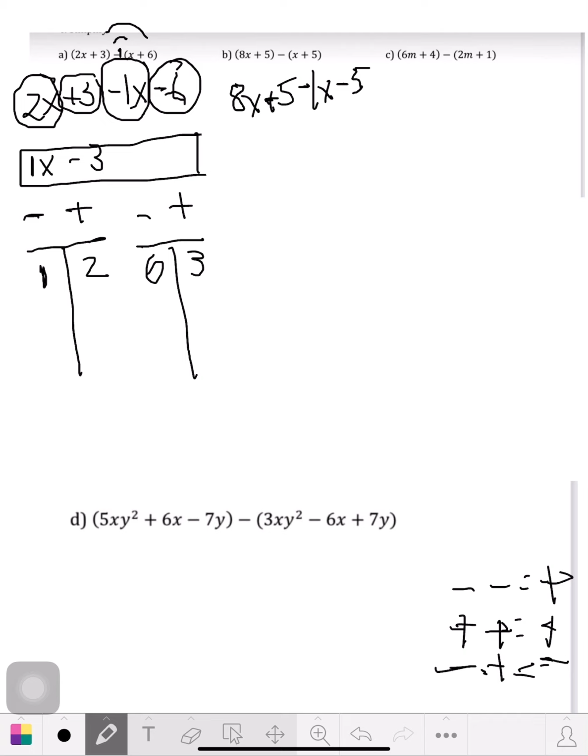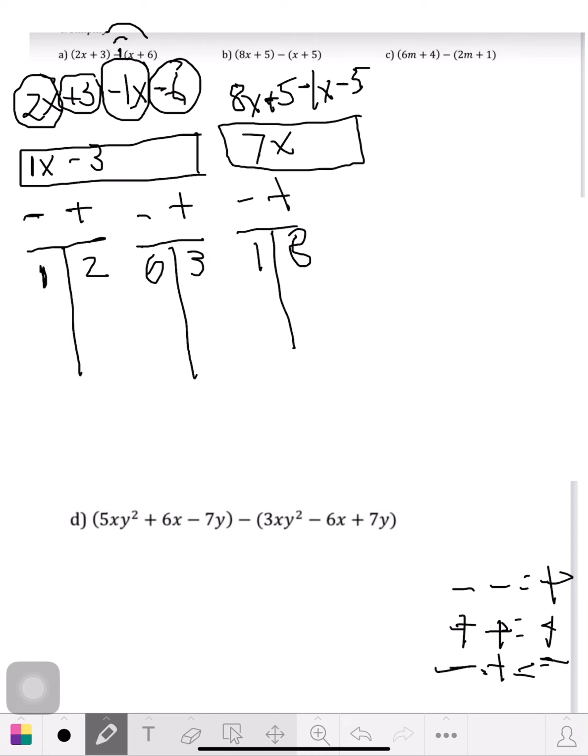So let's do the t bracket, negative and a positive. This is for the x's. We got an 8. And we got a 1. So we do the difference is 7. And the positive side wins out. So it's going to be 7x. Let me do my square so the teacher knows, hey, this is my answer.